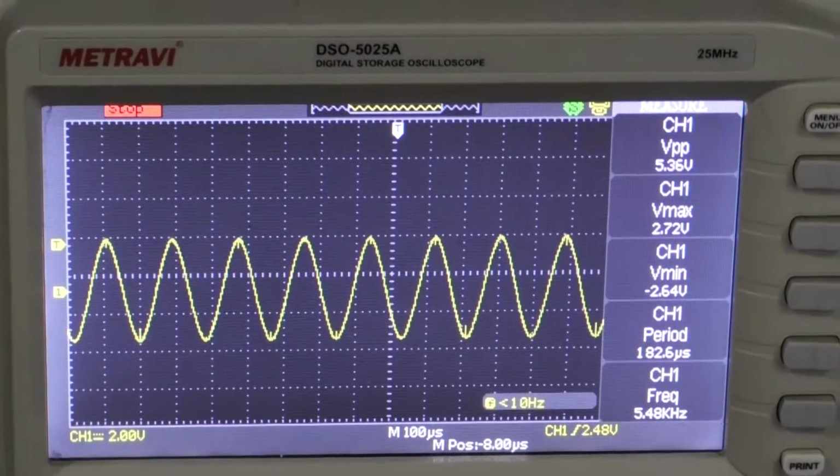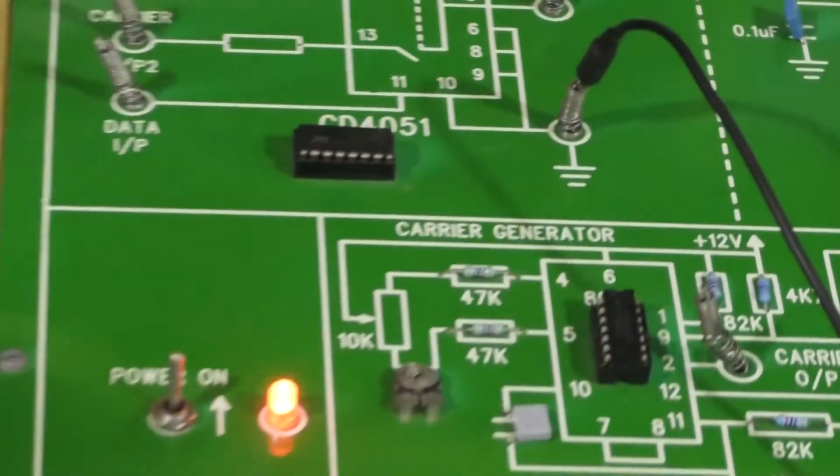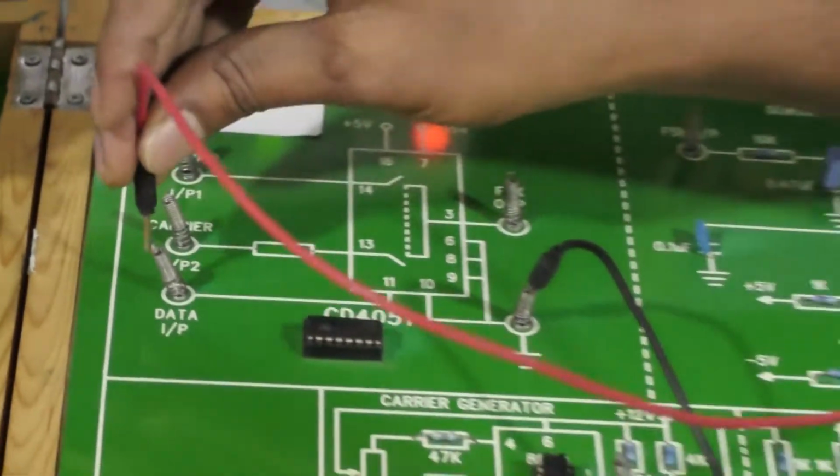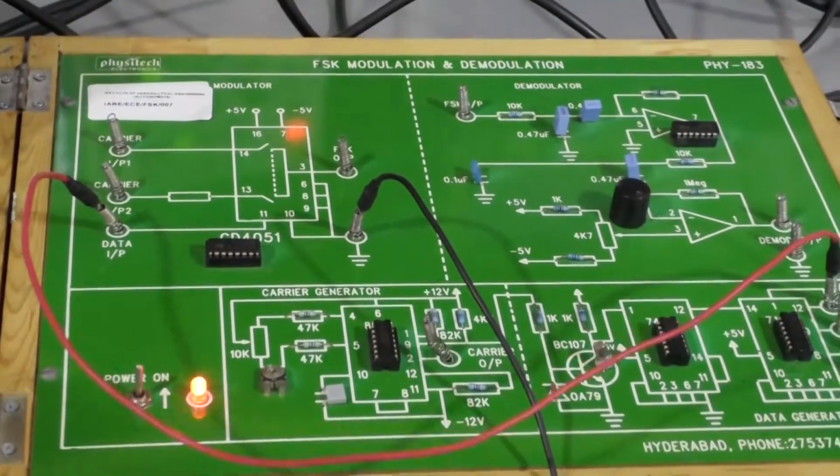Okay. Next, this is the carrier 1. Just I am giving the connections. See here, data is connected to data input.